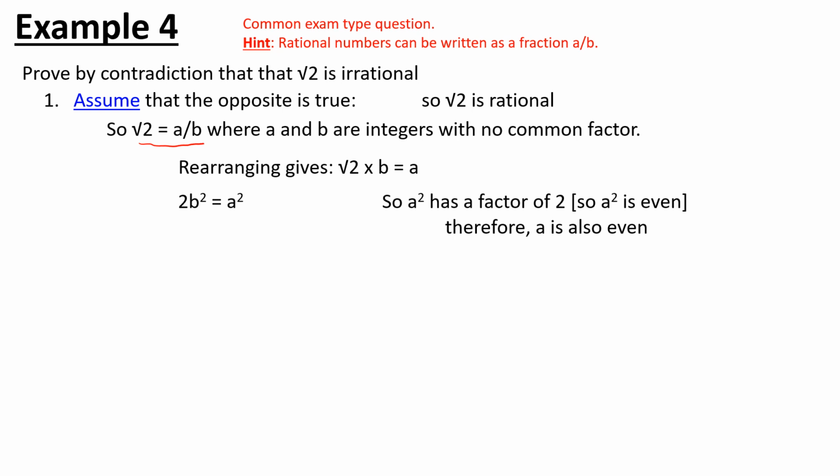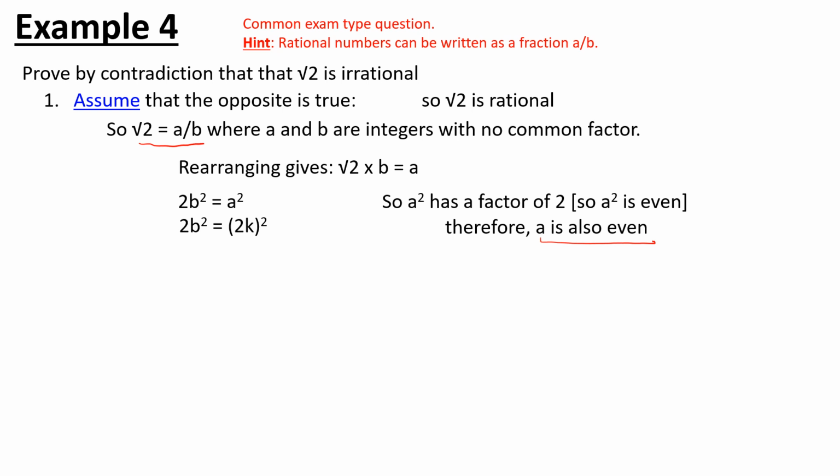So this statement tells us that a squared is equal to 2b squared. So a squared is 2 times something. It's even. If it's even, that means that it's got a factor of 2. A squared has got a factor of 2 because it's even. Well, remember from one of our previous examples, anything that's even can be written as 2k, where k is any integer. So if we know for a fact that a squared is even, then a is also even. That's something we proved earlier on.